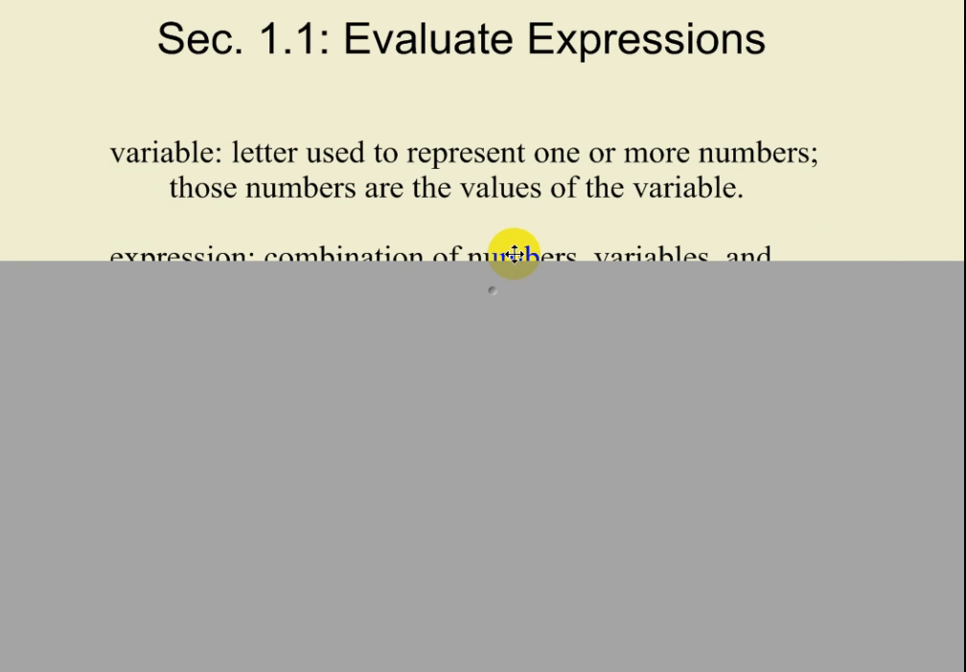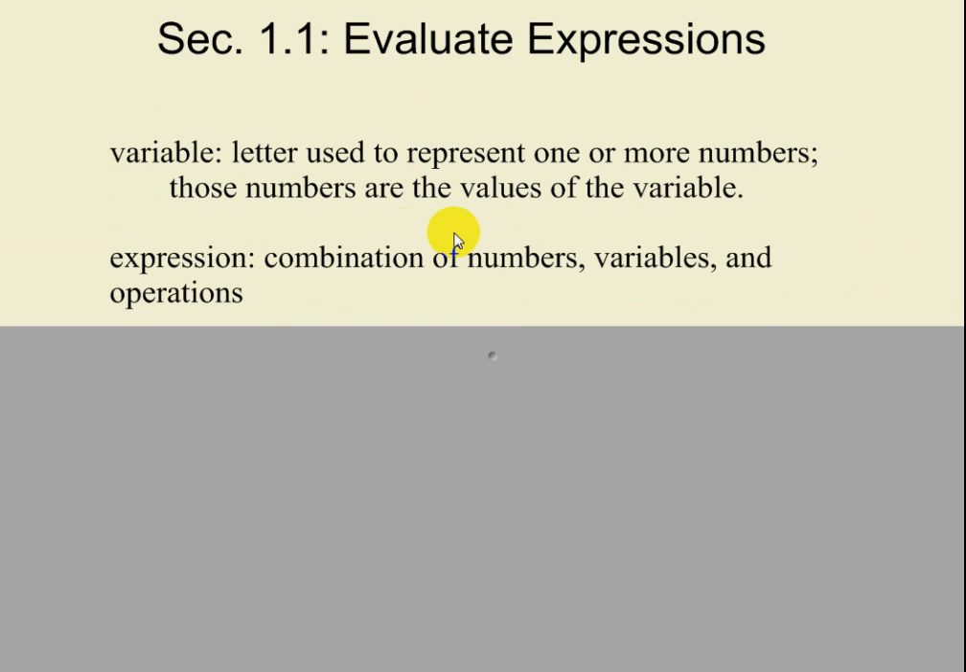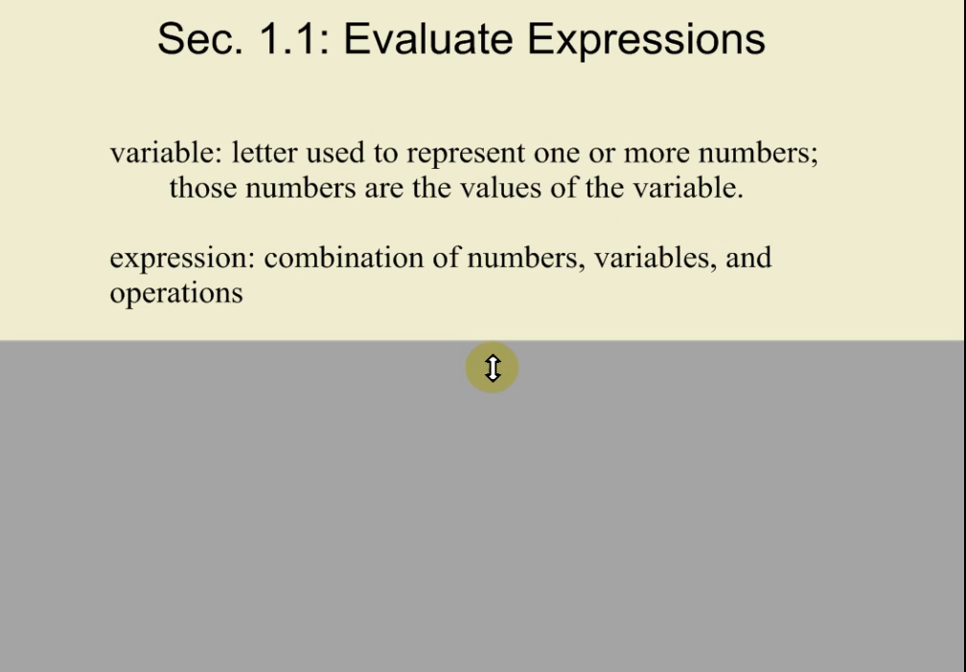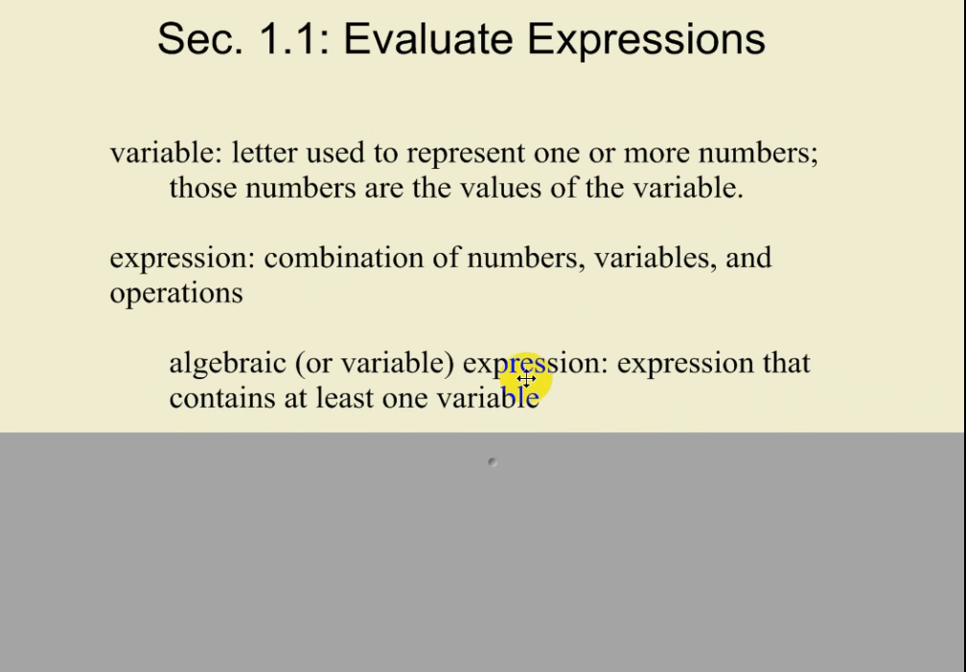So first of all, what is an expression? Well, an expression is going to contain variables, so let's take a look at what a variable is. A variable is a letter used to represent one or more numbers, and those numbers are the values of the variable. Of course, x will probably be the most common variable that you'll see, but it could be any letter. Now, an expression is a combination of numbers, variables, and operations. So we're going to look at some of those operations as well. And then we can further specify an algebraic or variable expression. And this is an expression that contains at least one variable.